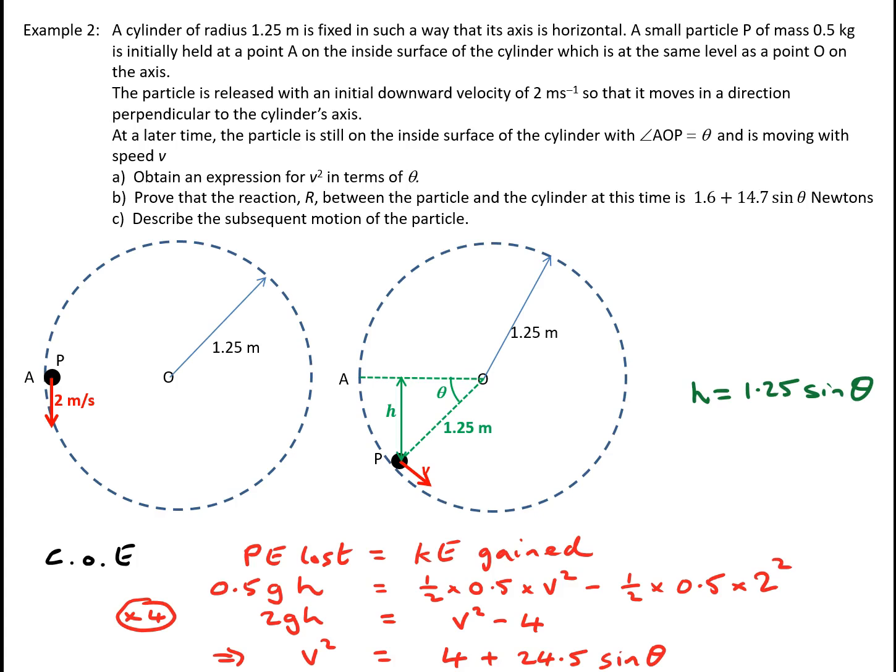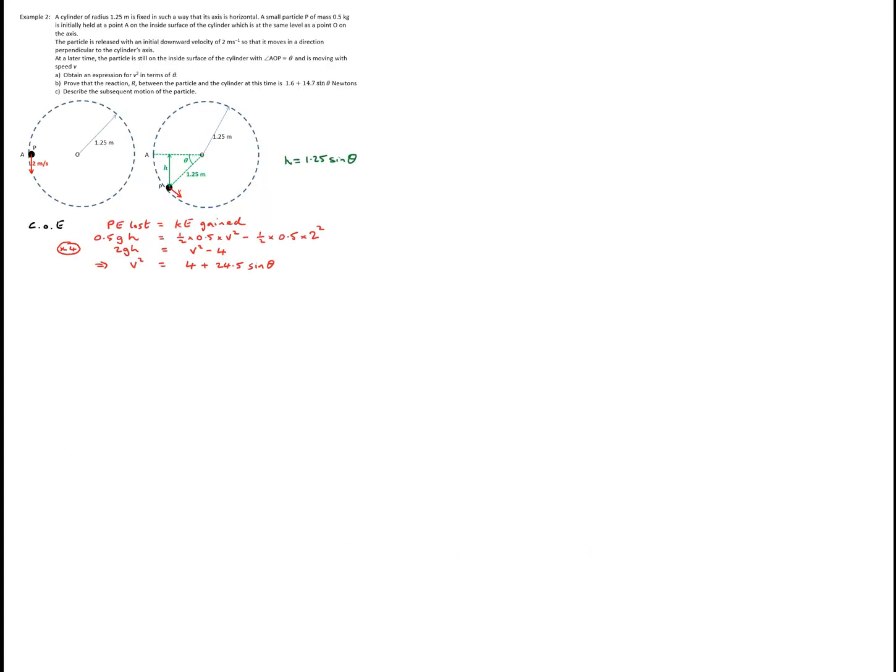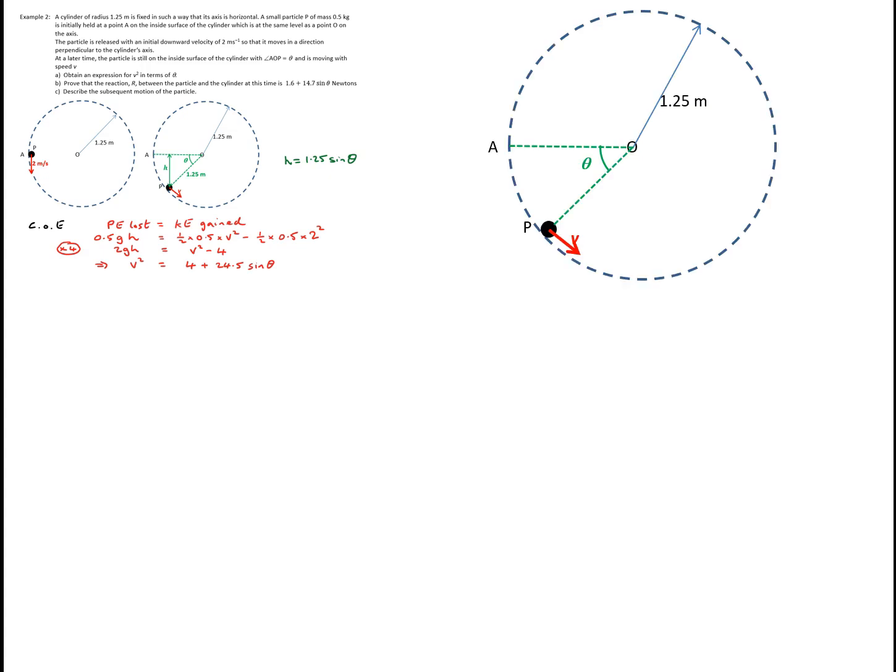To find the reaction between the particle and the cylinder, we're going to need to use Newton's second law, which means that we need a force diagram for the setup. The forces acting on P are the weight, 0.5g, and the reaction force R. We also need to show the acceleration of v squared divided by the radius acting towards the centre of the circle, and as before, it's not a bad idea just to show the tangential acceleration there as well.